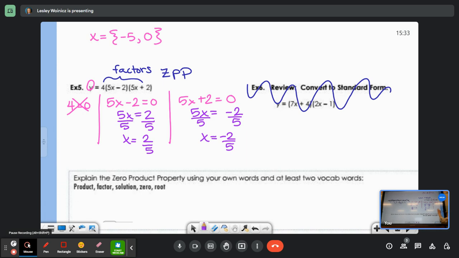Okay, so just put them in curly brackets and we're done. I'll let you do your homework. Negative 2 fifths and positive 2 fifths. All right, go, go, go.